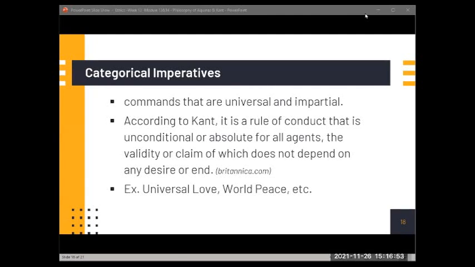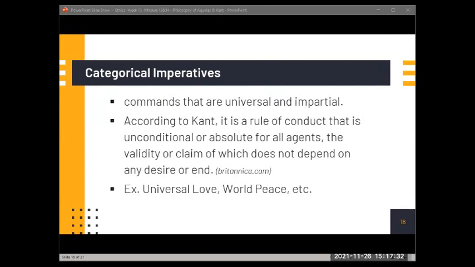It is impartial because their actions are not guided by their own biases, but because they respect the dignity and autonomy of every human being. Now, according to Immanuel Kant, it is a rule of conduct that is unconditional or absolute for all agents. The validity or claim of which does not depend on any desire or end. That is from Britannica.com. Now, the examples of categorical imperatives are universal love, world peace.